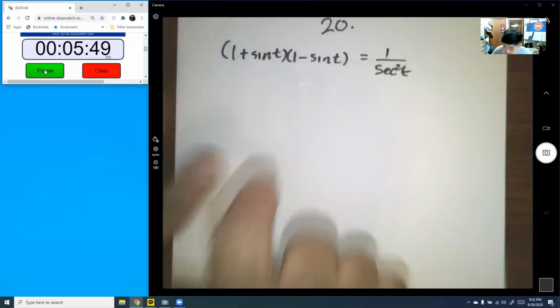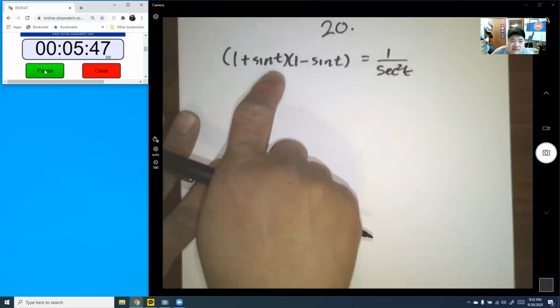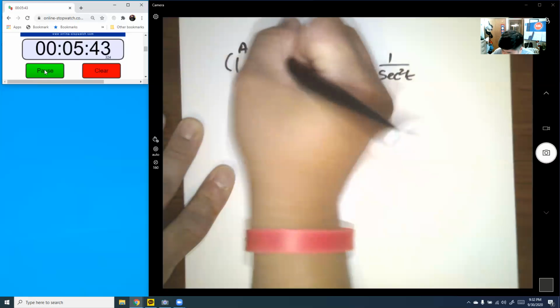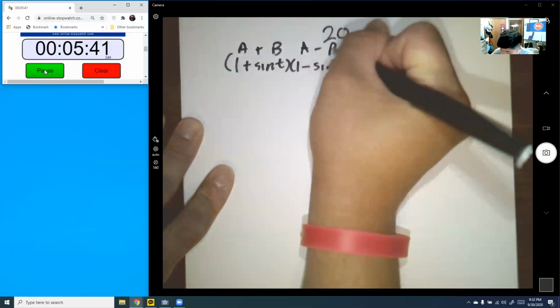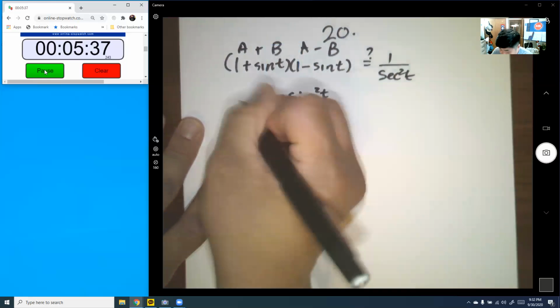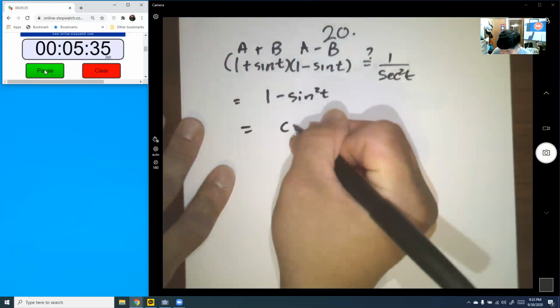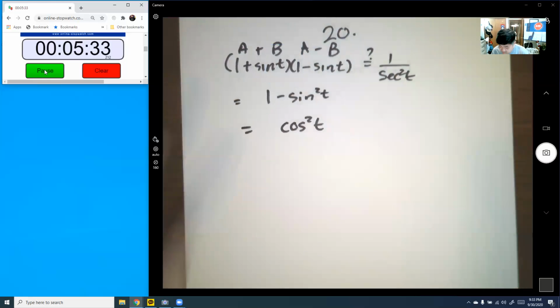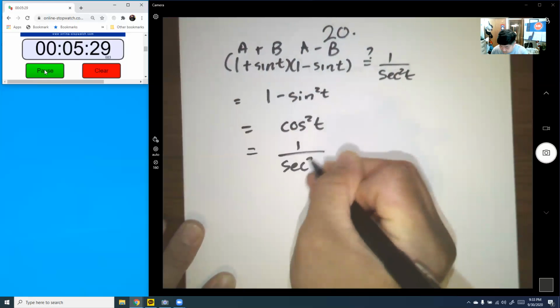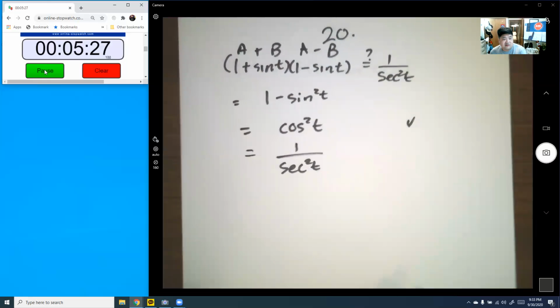All right, 20. 1 plus sine of t times 1 minus sine of t. This is a difference of two perfect squares, a plus b, a minus b. So this is 1 minus sine squared t, and 1 minus sine squared t is actually cosine squared t. And so that is the same as 1 over secant squared t. So that one is verified.